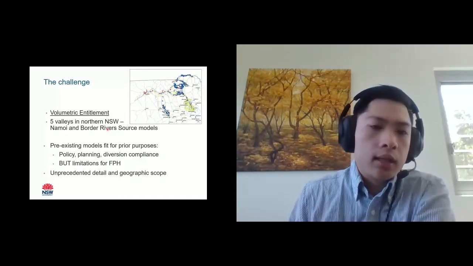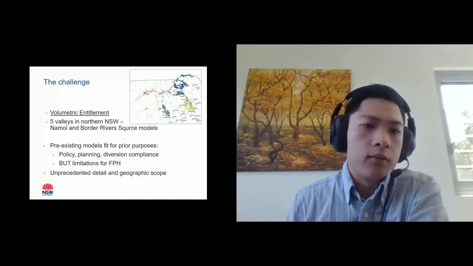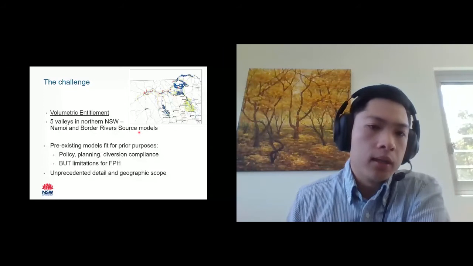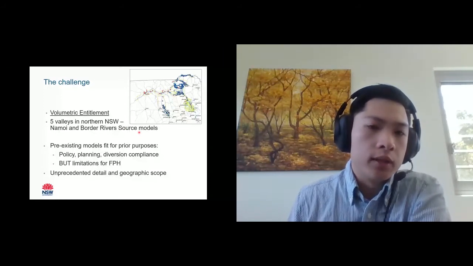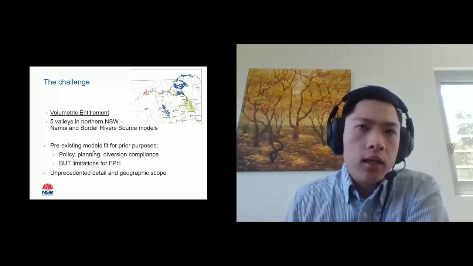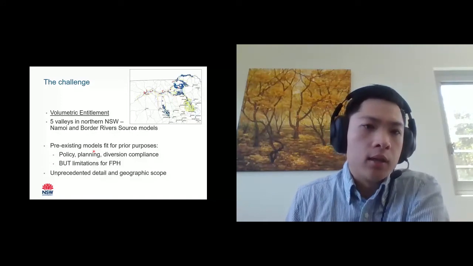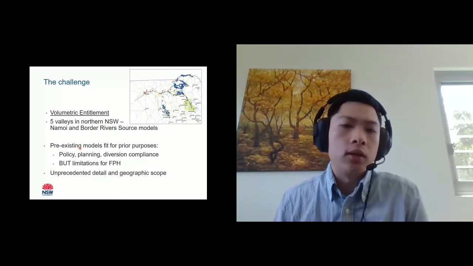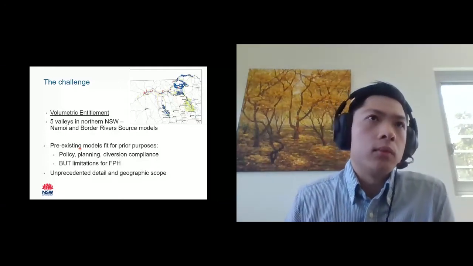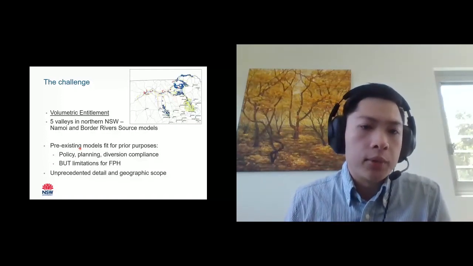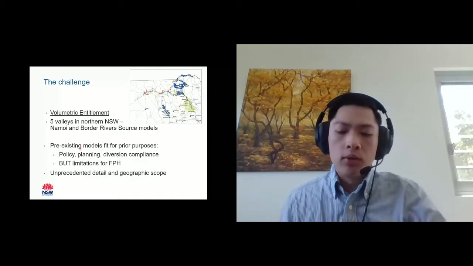The department has had river system models that have been developed since the 1990s, and these were mainly done in IQQM. These models have been fit mainly for the context of policy and planning development, but also diversion compliance. However, the floodplain harvesting policy requires us to come up with a volumetric entitlement, and there are limitations in the existing model as to how well we can estimate floodplain harvesting take. So this calls for an unprecedented level of detail and geographic scope in the model itself.